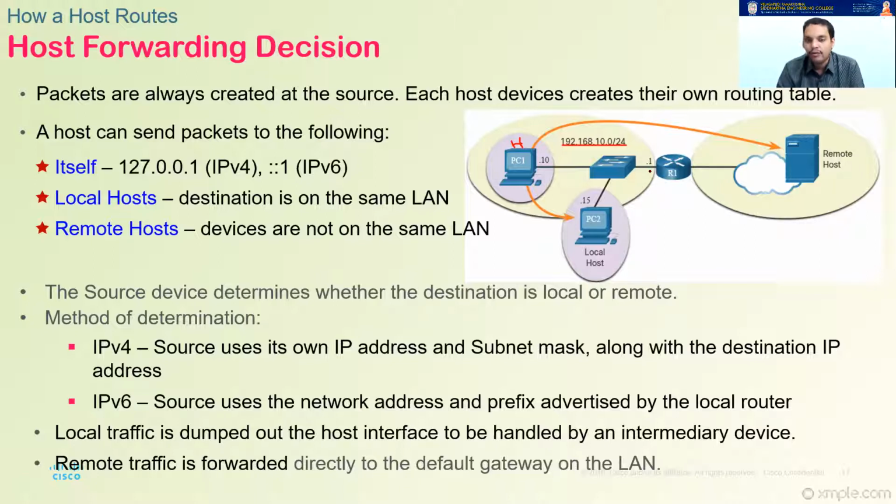Usually we call it a default gateway. We will study it later. So 192.168.10.1 will be the IP address here. In IPv4, the source can use its own IP address and subnet mask to decide whether it is a local host or a remote host. In IPv6, the router provides messages regarding all the local networks, so it is easy. Local traffic is delivered on the host interface, whereas remote traffic is forwarded directly to the default gateway on the LAN.